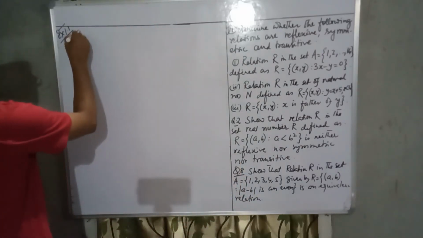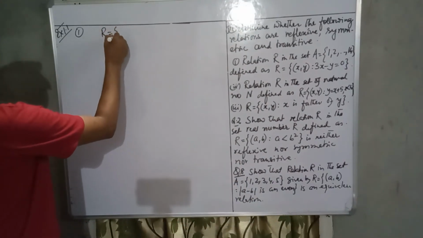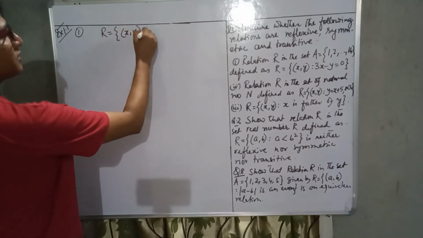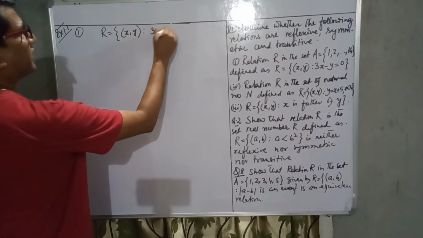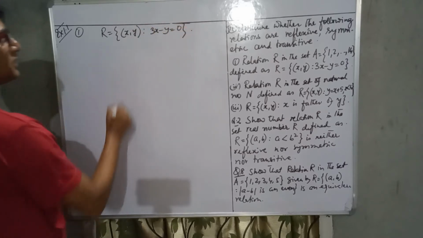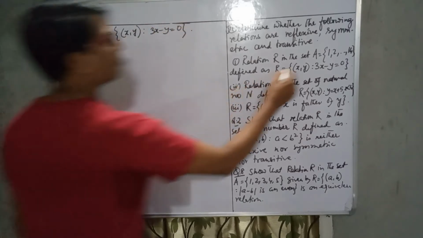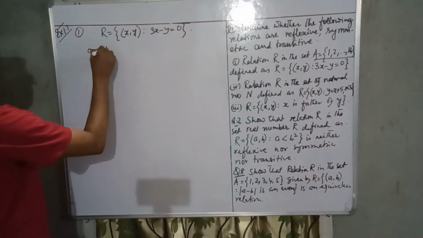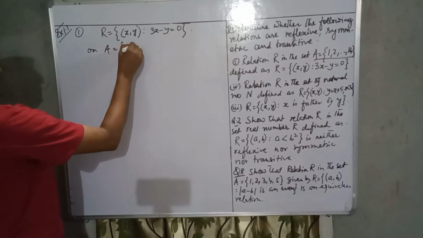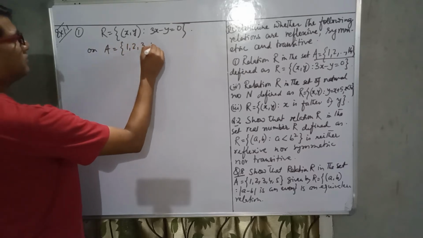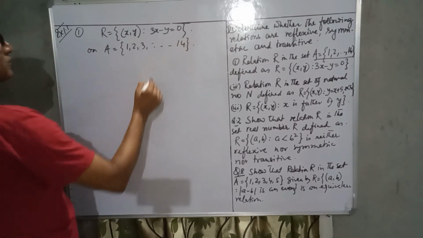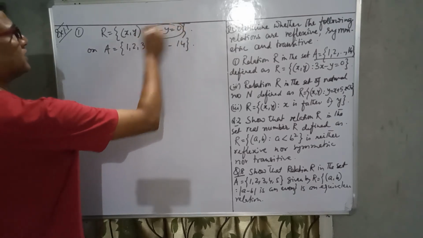R is equal to {(x, y)} such that the condition is 3x minus y is equal to 0. This is the relation on the set A, where A is equal to {1, 2, 3, up to 14}. What is the condition? What is the relation?